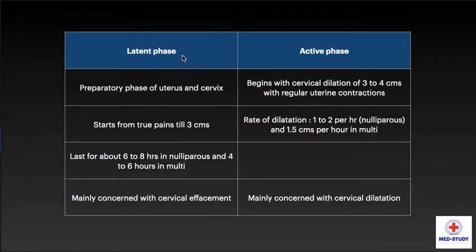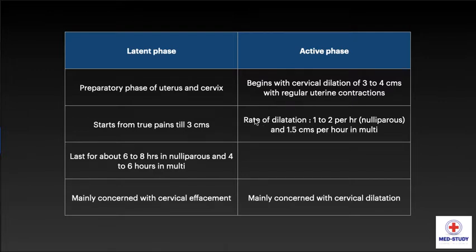Now labor has been divided into latent phase and active phase. Latent phase is the preparatory phase of uterus and cervix. Active phase begins with cervical dilatation of 3 to 4 cm with regular uterine contractions. Latent phase starts from true pains till the 3 cm cervical dilatation. It lasts for about 6 to 8 hours in nulliparous woman and 4 to 6 hours in multiparous woman. It is mainly concerned with cervical effacement.